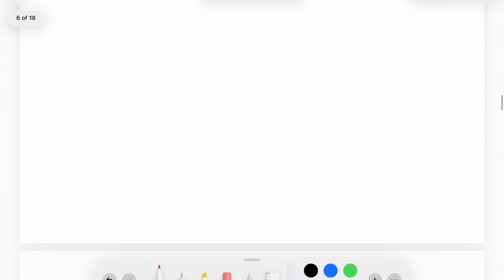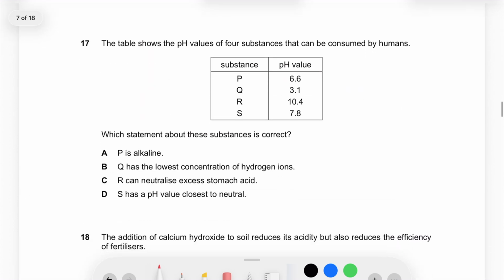Next. Question 17. This one gives you a pH of substances that can be consumed by humans. Which statement is correct? Let's do the first one. This one is acidic. It's acidic as well. This is alkaline. This is weakly alkaline. So P is alkaline. That's wrong. Q has the lowest concentration of hydrogen ions. No, it should be the highest.